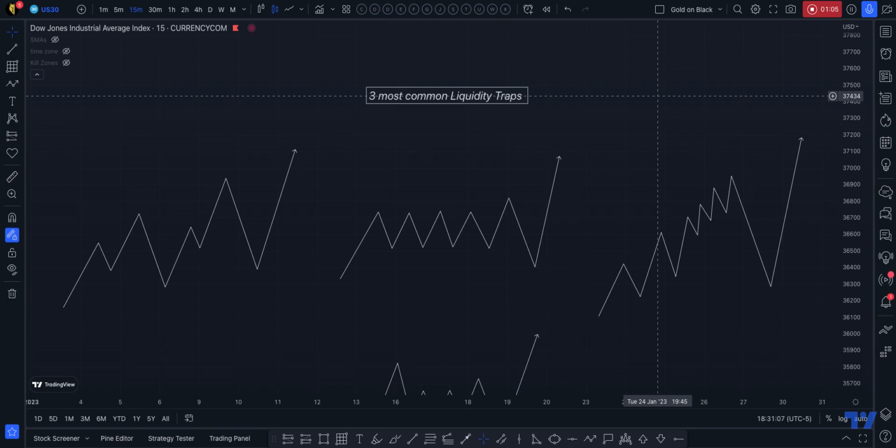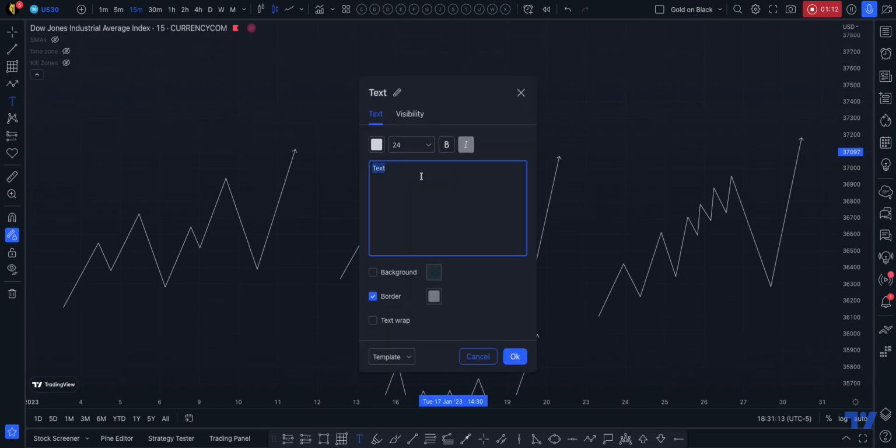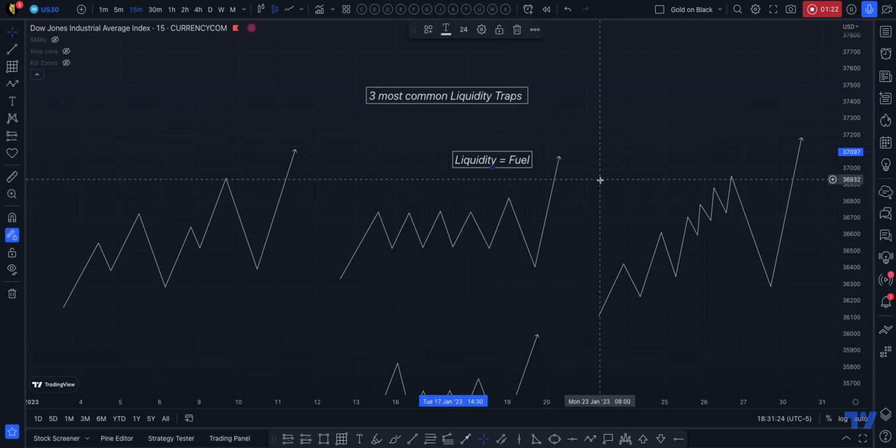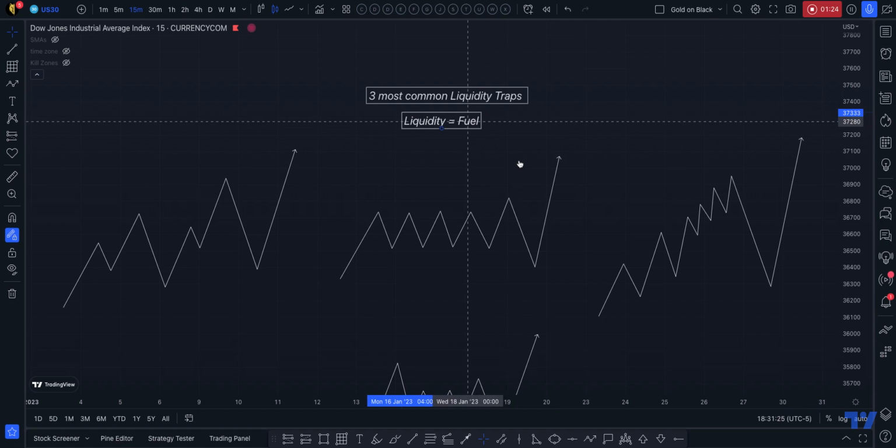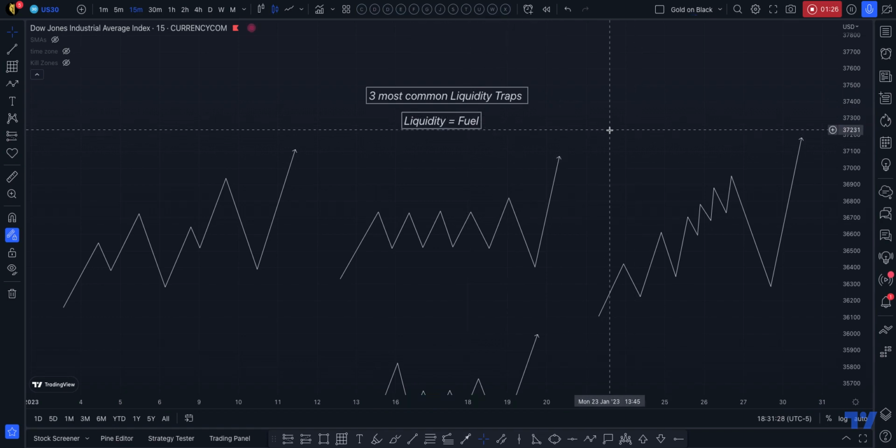Okay. So liquidity is just fuel. I can actually just put this thing here. So liquidity equals fuel. I'm just going to put it here. I just didn't put it at the beginning, but I'm going to put this as an example, right?